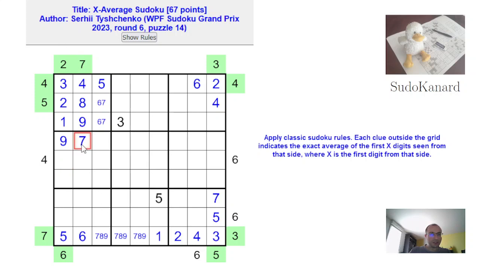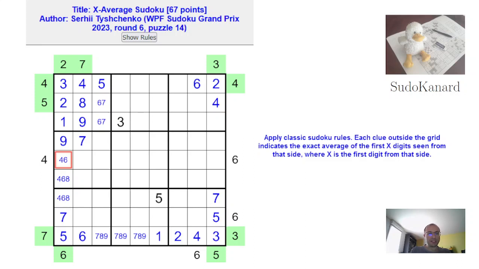7 on this column, sorry, can't be here, it can't be here, it has to be there. We still need 4, 8, and 6. But 8 here doesn't seem to work. If I try to have an average of 4 here, that means that the sum of all these digits is 32, and this has to be a 13, which is not in the range of the digits in this puzzle.